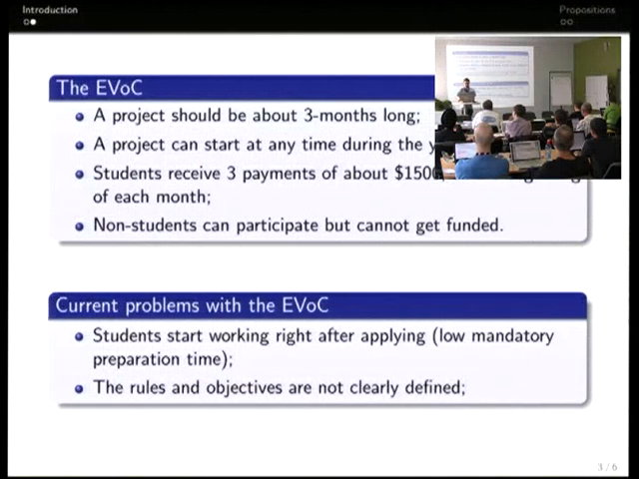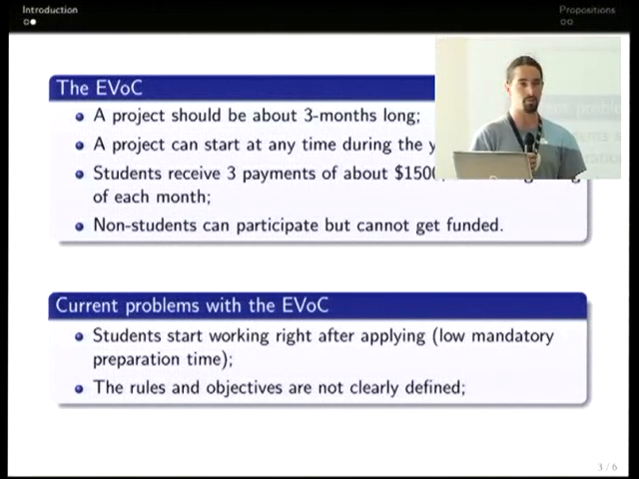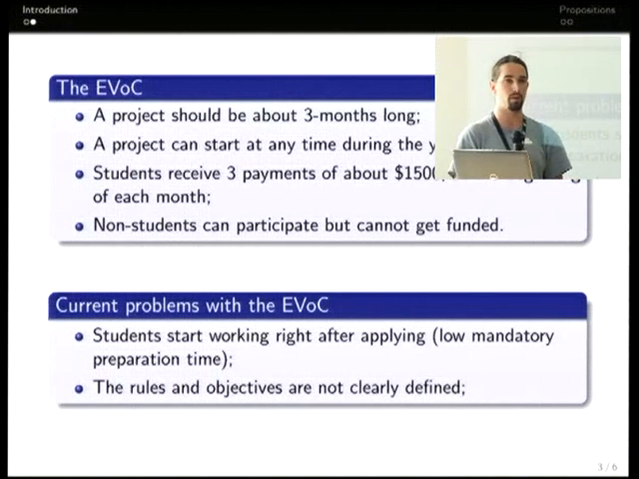So the current problems that I saw about the EVoC were, well, the students start working right after applying. I think it has been this way for everyone. It's not really a problem when the student is already known from the community and already involved in it, but it may be a problem for newcomers. And then the rules and the objectives are not clearly defined, and that's what I would like to talk about today and get something that is clear and understandable by everyone.